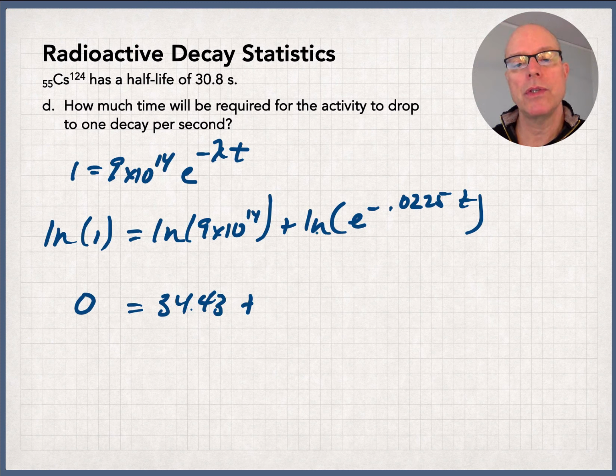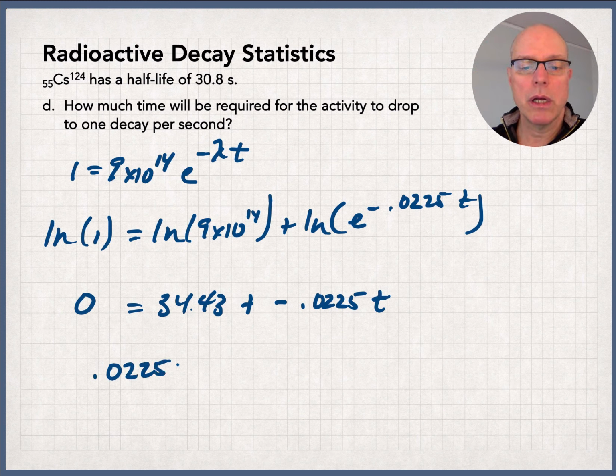Plus, because base e is the natural log base, what that does is liberates all this stuff. And I get plus a negative 0.0225 times t. So really it becomes a very simple algebra equation to solve for the time, as long as you know a little bit of log rules. So just simplifying, I'll swing the 0.0225 t over to the left-hand side equals 34.43. And we just divide both sides by 0.0225, and we get t equals 1530.